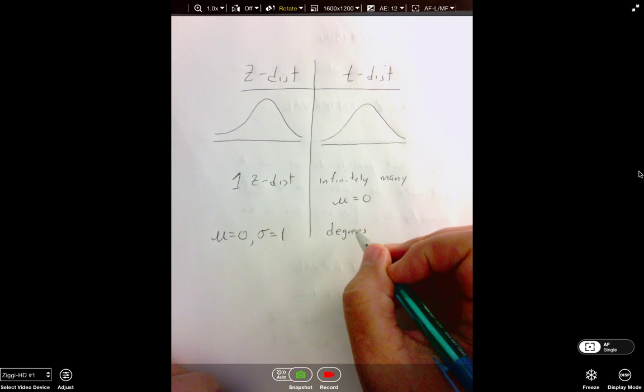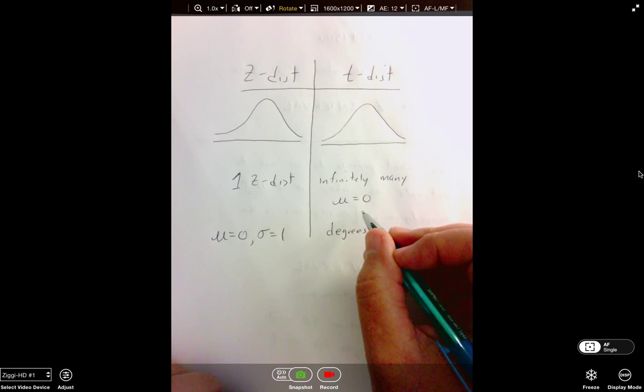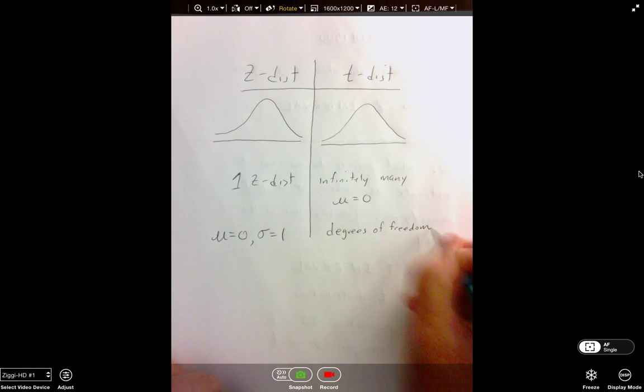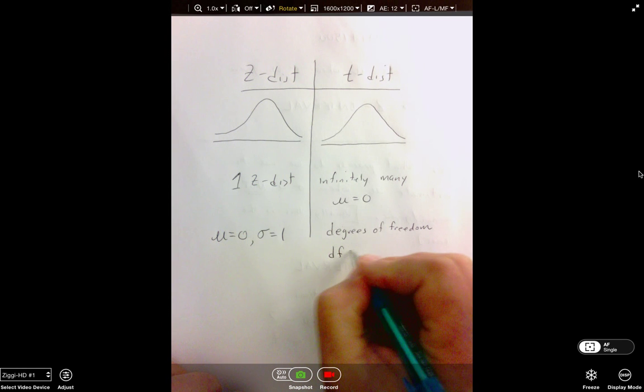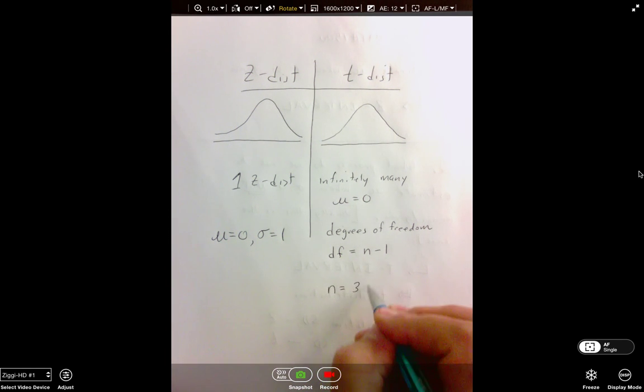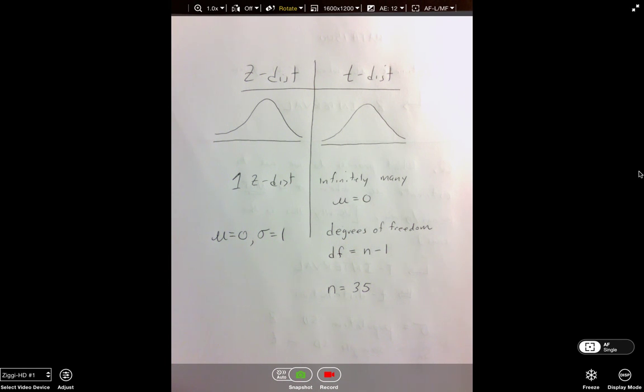But in these t distributions, we don't worry about the standard deviation. We worry about what's called the degrees of freedom, denoted by df. I always joke it's really, really hard to find. It's actually really easy to find. All you have to do to find the degrees of freedom is take your sample size and subtract 1. So if you're conducting a study where your sample size is 35, then your degrees of freedom is 34. It's actually that simple.